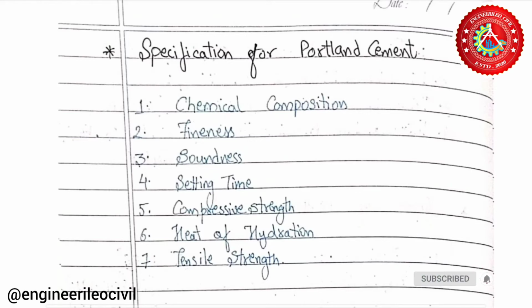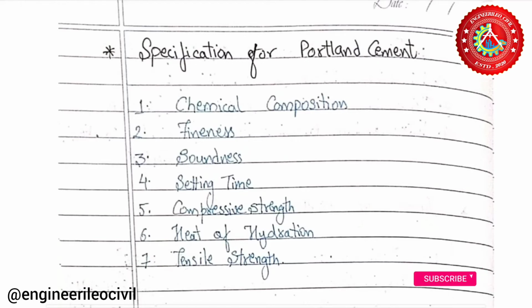The third is the soundness. By the Le Chatelier method, according to IS 1968, rapid hardening and low heat Portland cement should have expansion less than 10 mm. The fourth is setting time. The initial setting time of ordinary Portland cement and the rapid hardening and low heat Portland cement should be around 30 to 60 minutes, and the final setting time of these cements should be around 60 to 600 minutes.